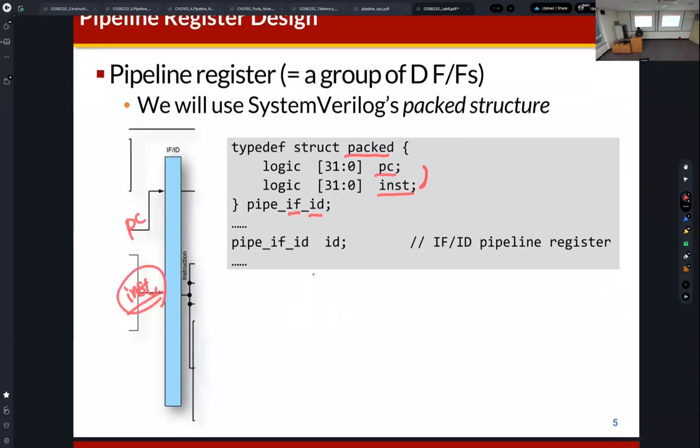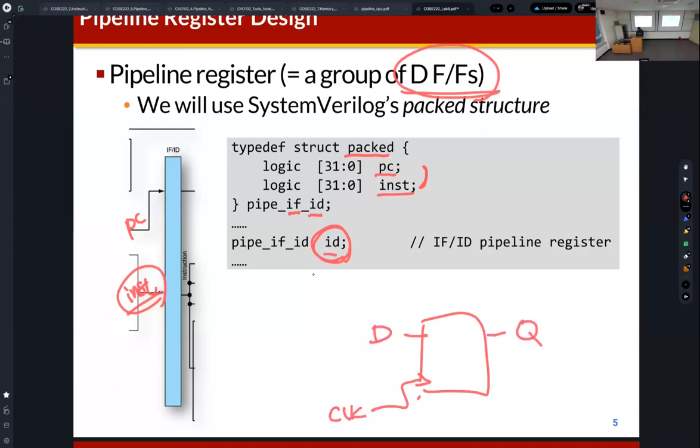And then I define the name of this pipeline register as ID. This is because, as I mentioned, the pipeline register is just a group of D flip-flops. So what is a D flip-flop? A D flip-flop is like this: it has a clock, and then this is D, and this is Q. D is the input, and Q is the output, so that at the rising edge of the clock, the input signal is sampled and then transferred to the output, right?